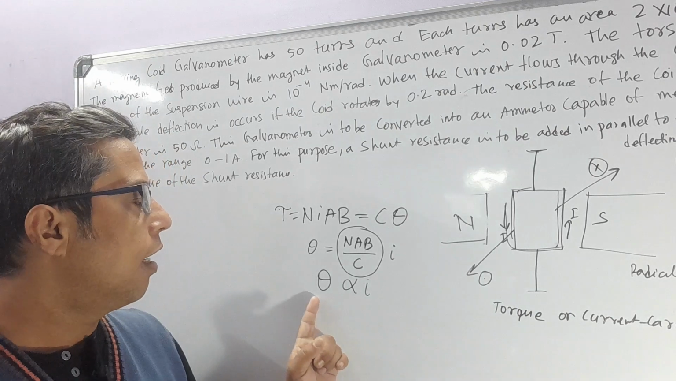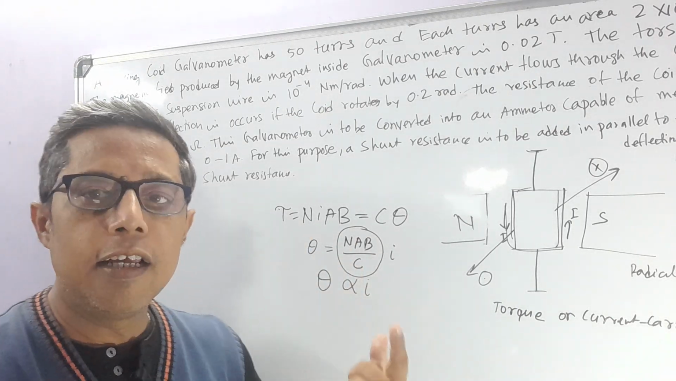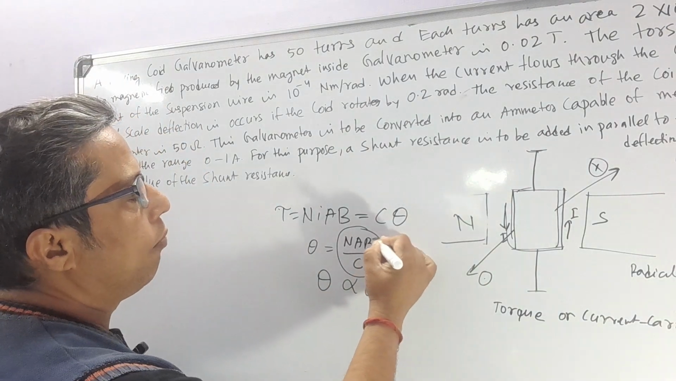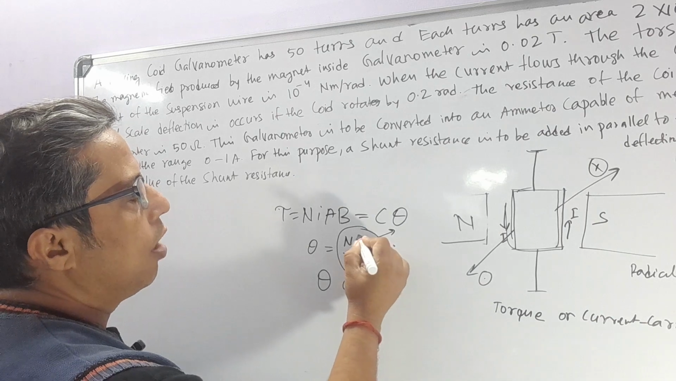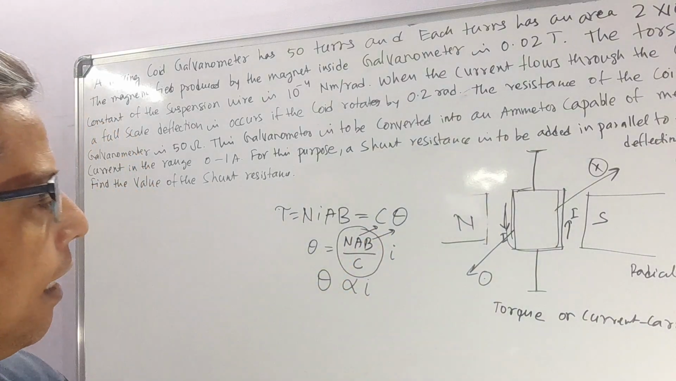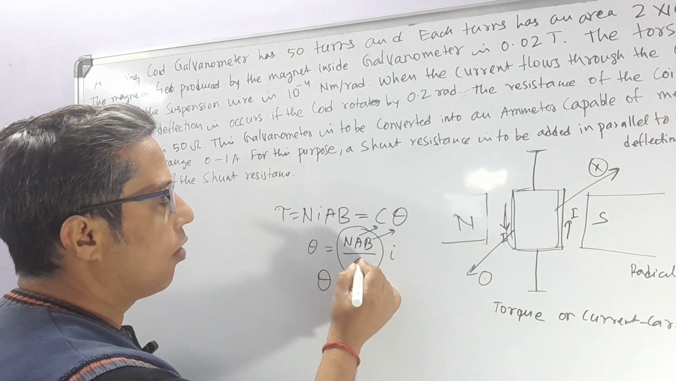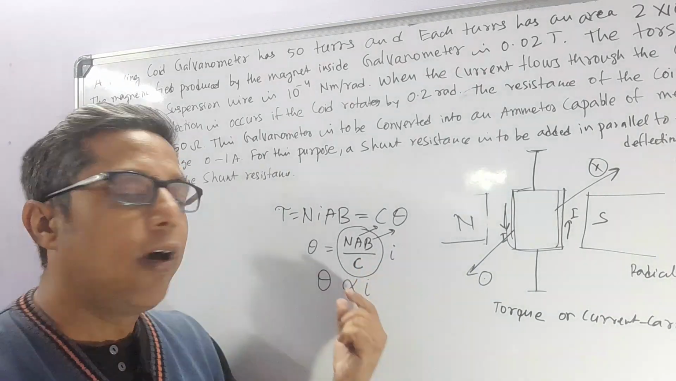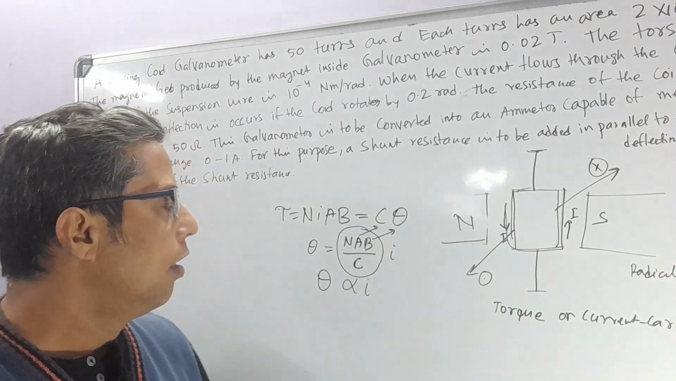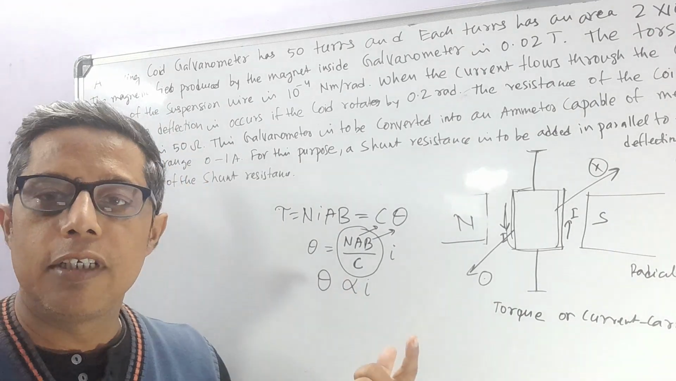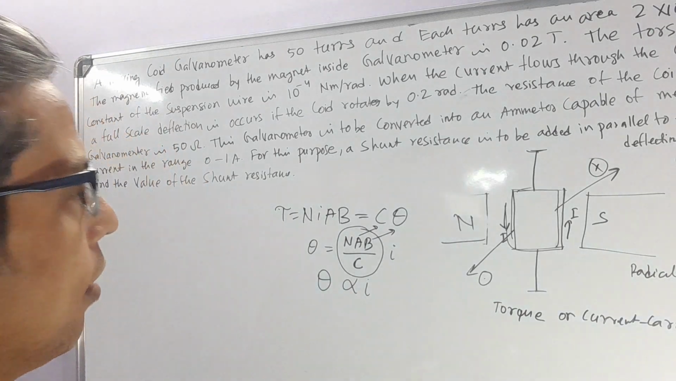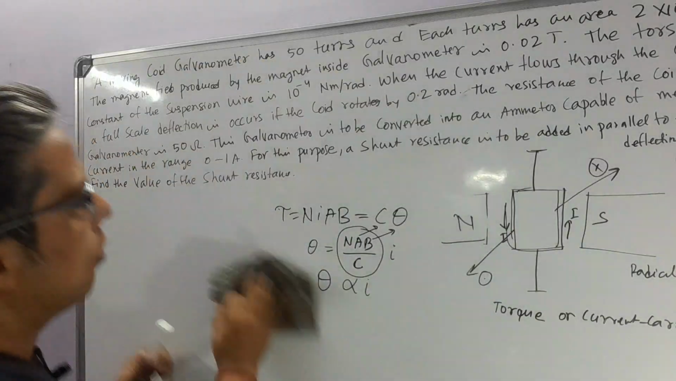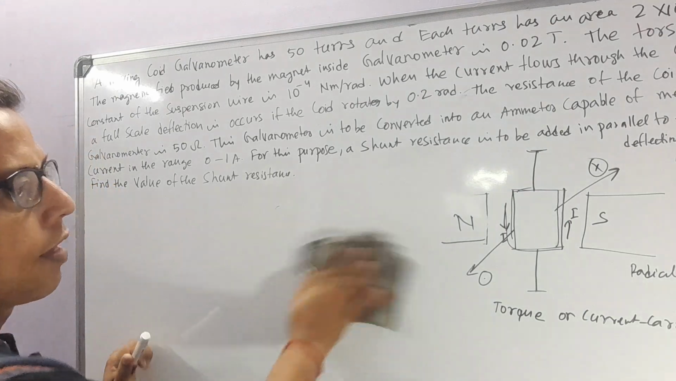Fine. Now, how do we make the galvanometer highly sensitive? We can increase the magnetic field. We have some limitation in increasing the area and N. Also for C, the torsional constant, we take a material which has a very low value of torsional constant, to get higher sensitivity of the galvanometer. Okay, so this is the theoretical part. Now I will solve this one.